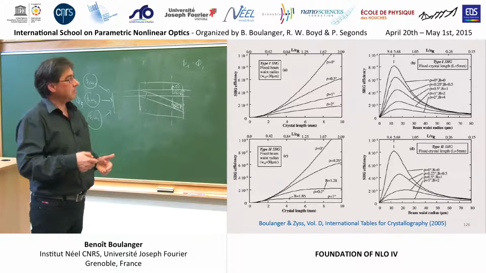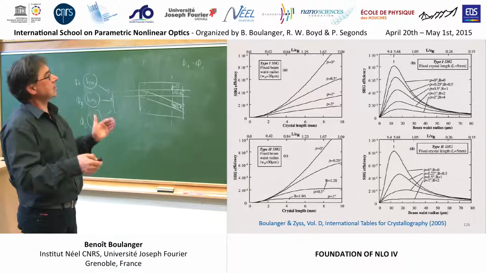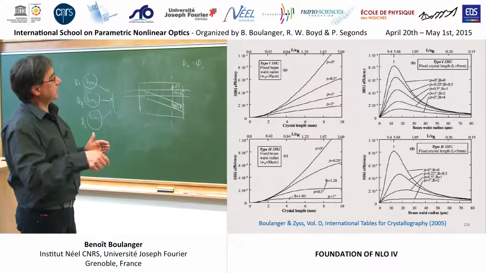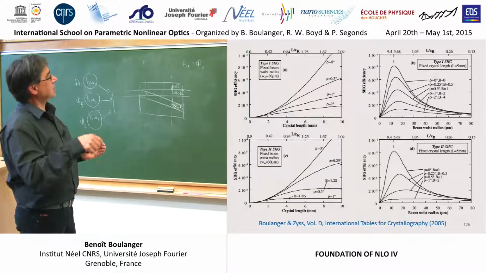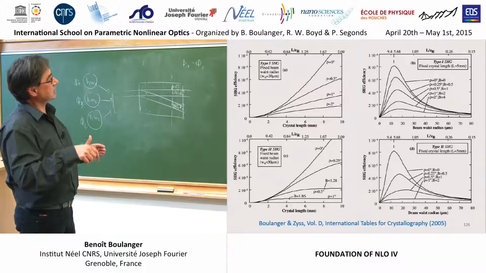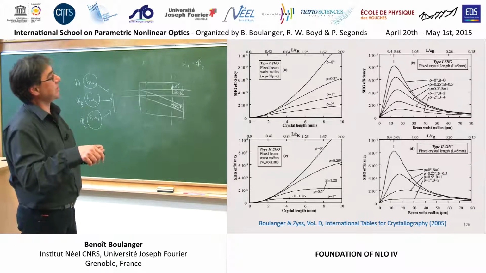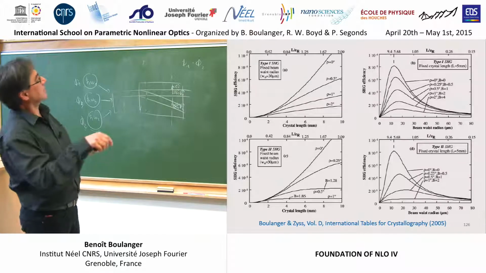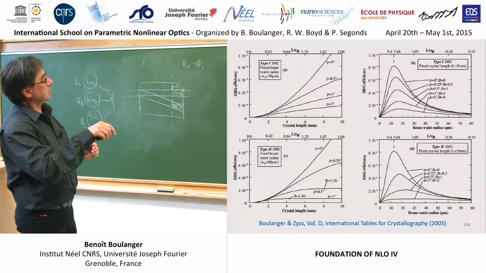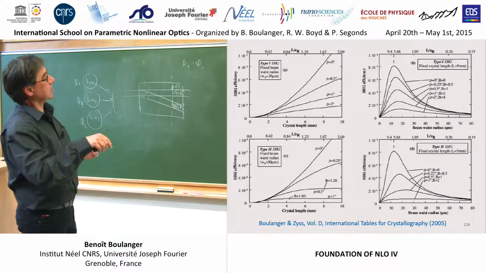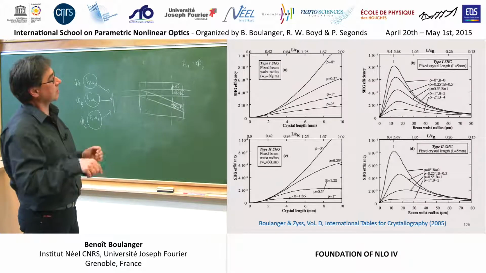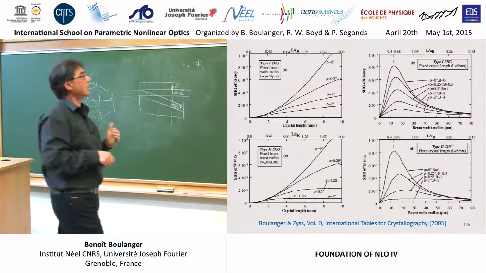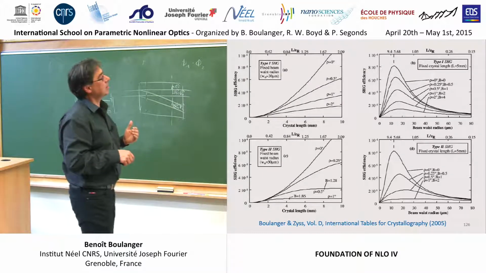Okay, and we also made very systematic calculations. In these four graphs, we have the second harmonic generation efficiency as a function of the crystal length and of the beam waist radius. So it is type 1 and type 2, as a function of the crystal length and as a function of the beam waist radius, for various values of the Walkoff angle.